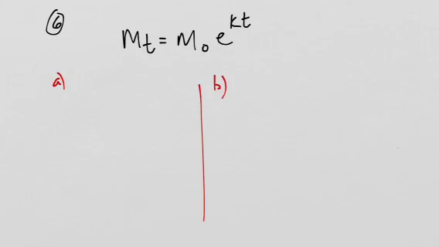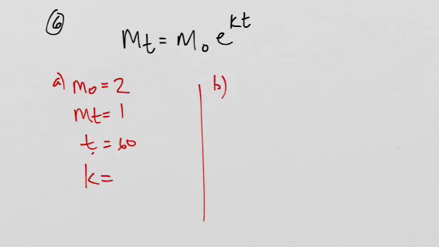Question 6. M0 is the starting value. So let's say it starts with 2. MT is how much is left. So if it's half-life, it's going to go down to a half, which is going to be a half of 2, which is 1. We know from the question that the time it takes for that to happen is 60 years. What we don't know is the value of k. So substituting these numbers into that formula and doing a wee bit of work should allow us to work out what k is.